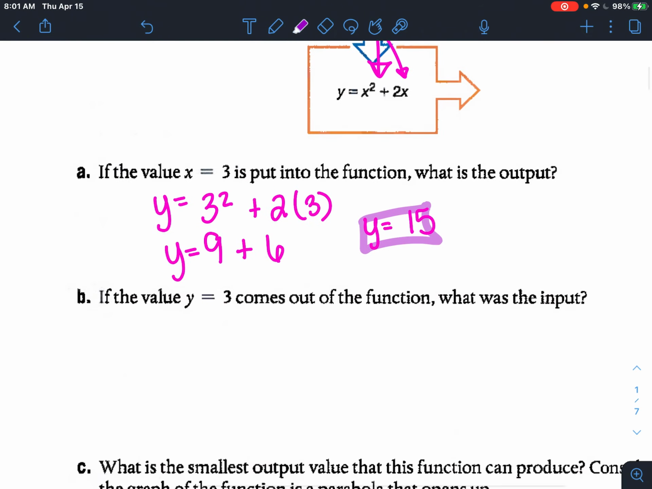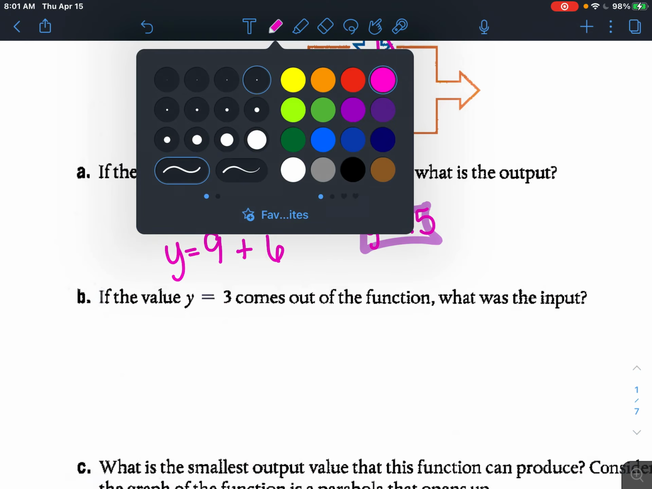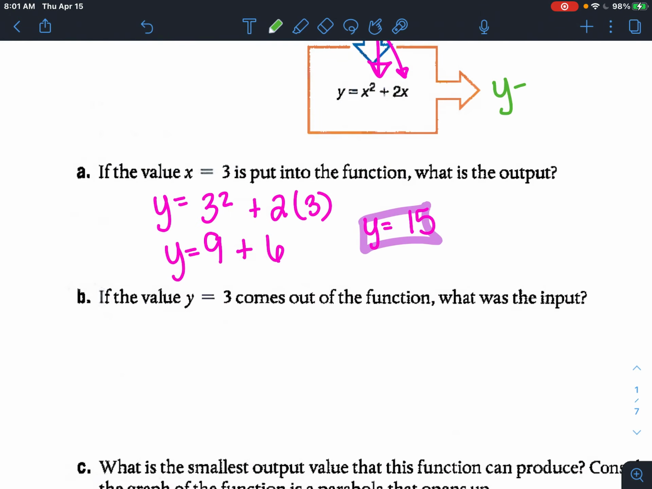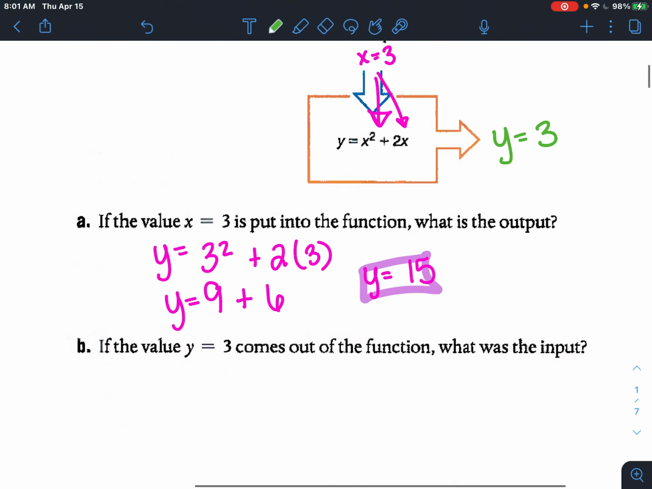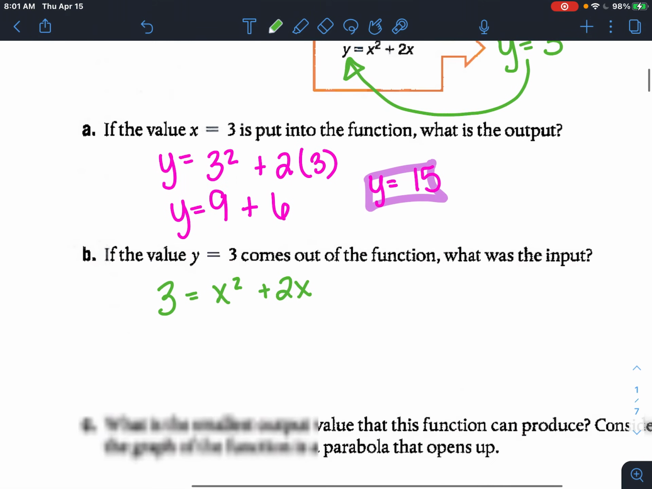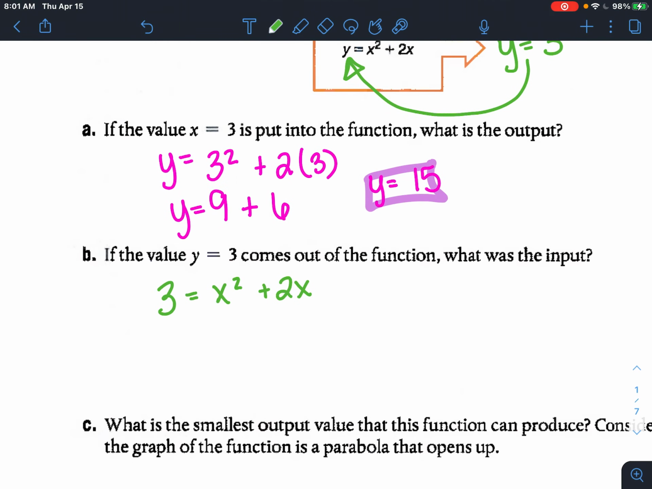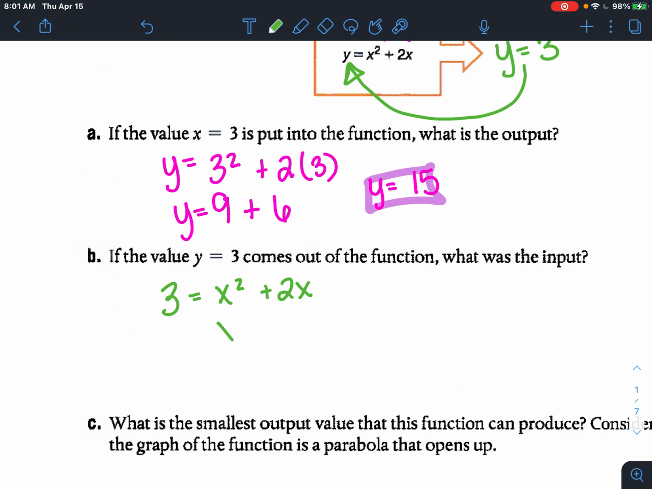Now, going backwards, if the value y equals 3 comes out of my machine, what was my input? So I'm working backwards. In this case, I'm going to plug in 3 for y, and I'm going to solve for x. So I have x squared plus 2x. It's kind of looking like a quadratic, not totally, because I still have a 3 on one side. So I'm going to move the 3 to the other side and set it all equal to 0.